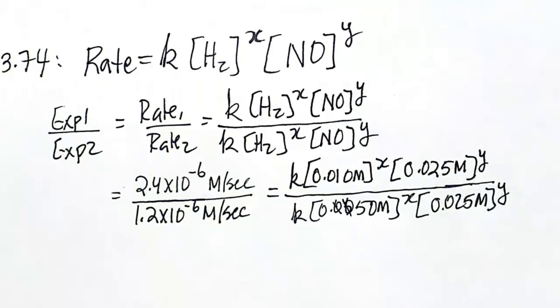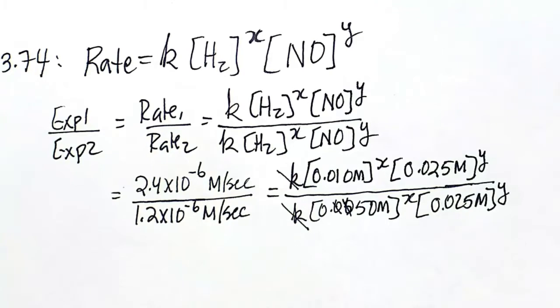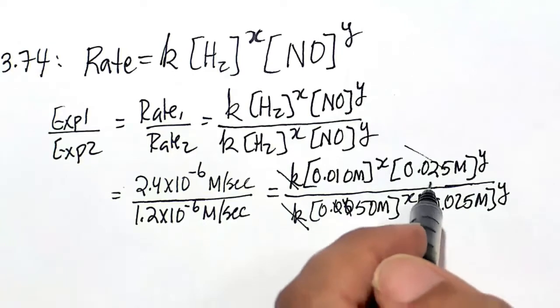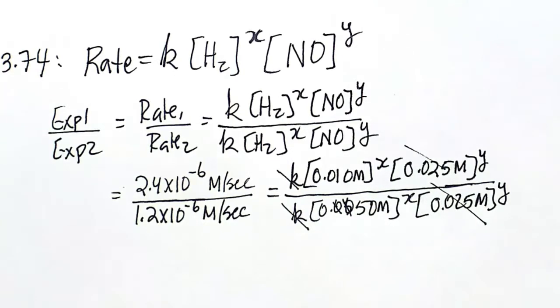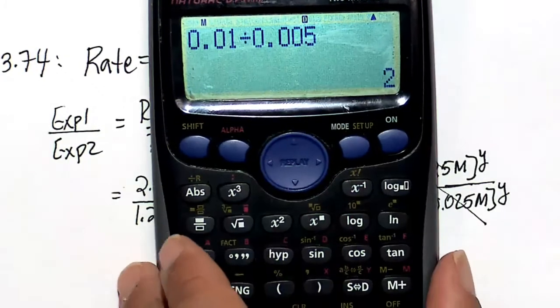All right, I plugged in our numbers here. So the lowercase k rate constants cancel. We have to calculate this at the end of this problem. And the 0.025 to the power of y cancels out with the 0.025 to the power of y. So we're left with 0.01 divided by 0.005, that whole thing to the power of x, which is equal to 2.